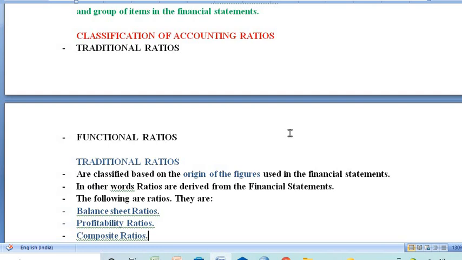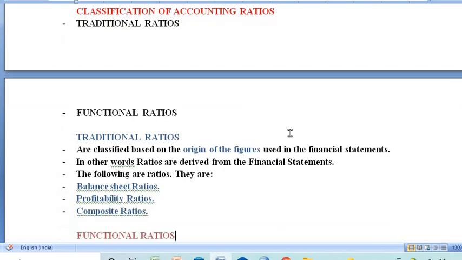So from where we take the data for computing a ratio, that determines the traditional ratio. Suppose we are taking data only from the balance sheet, or only from the income and expenditure account, and based on that the name is given in the case of traditional ratios. On this basis, there are three types of ratios: number 1, balance sheet ratio, number 2, profitability ratio, and number 3, composite ratio.